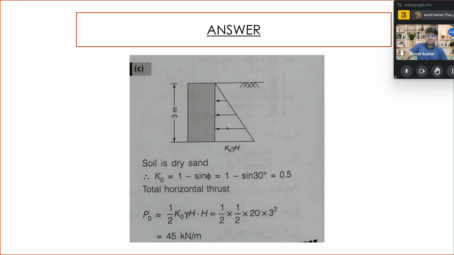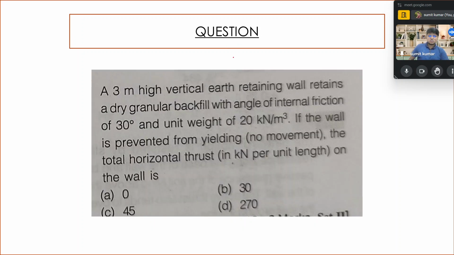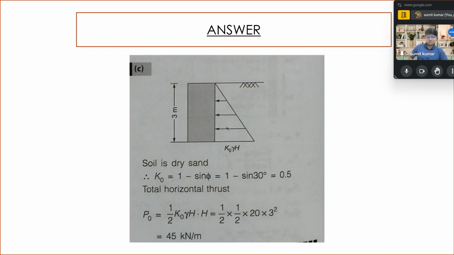So first of all, the at-rest condition is there. So k naught equal to 1 minus sine phi. Then we calculate 1 by 2 into k naught into gamma into H square as 45 kilonewton per meter. So option C is the correct answer. Over here, some things are written that indicate we are in the at-rest condition. No movement is written, so no movement indicates that it is the at-rest condition. Okay.